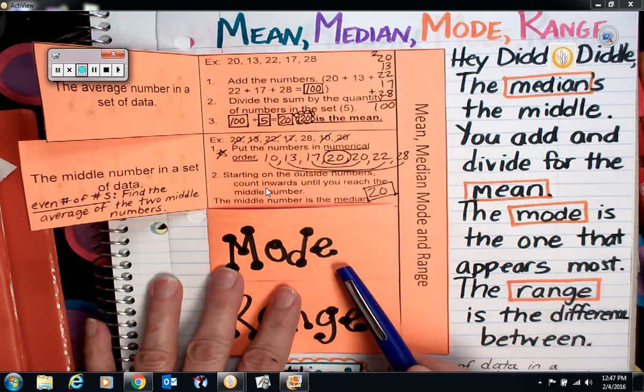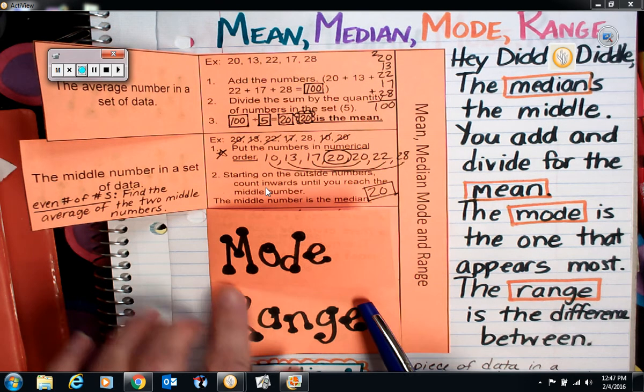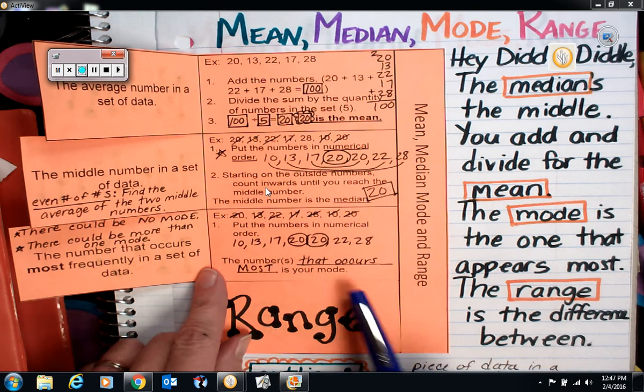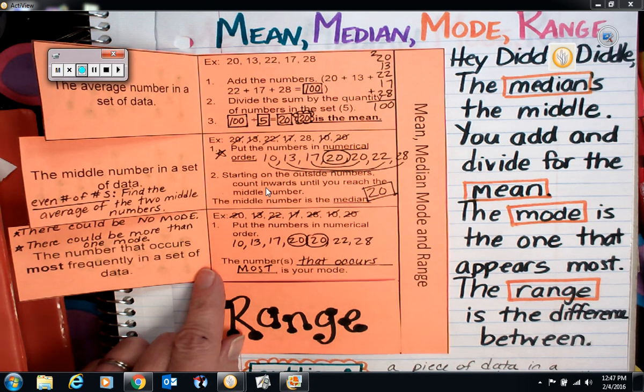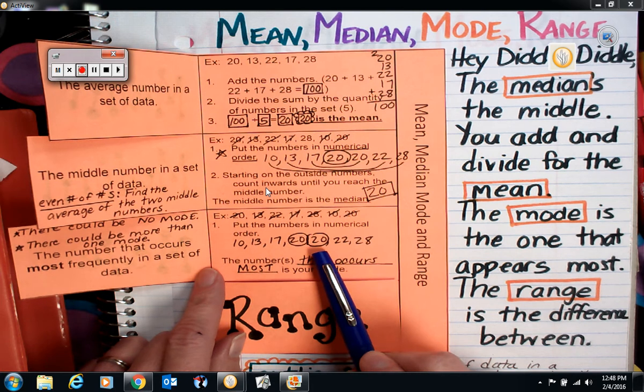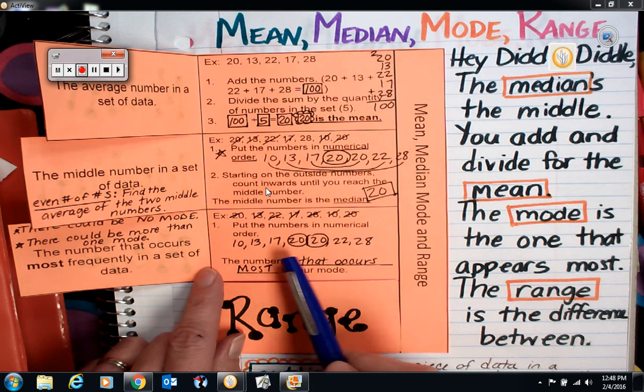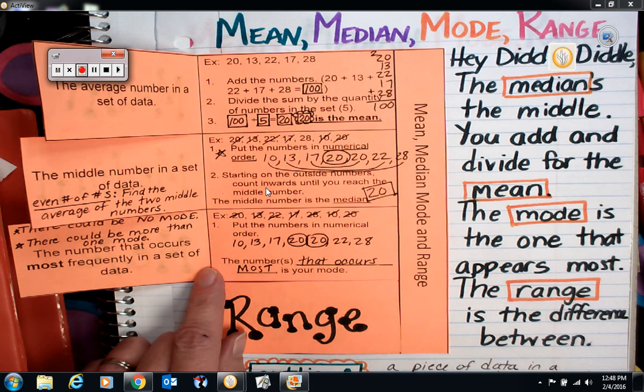The next one we have to look at is mode, and the mode is the one that appears the most. It's important to put the numbers in numerical order to find the mode, because it will automatically group them so that you can see the ones that are the same. Here 20 appears twice, which is more often than any other number in the set. So 20 is my mode.